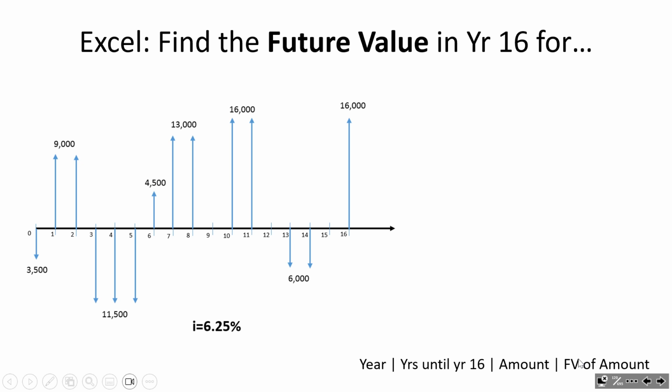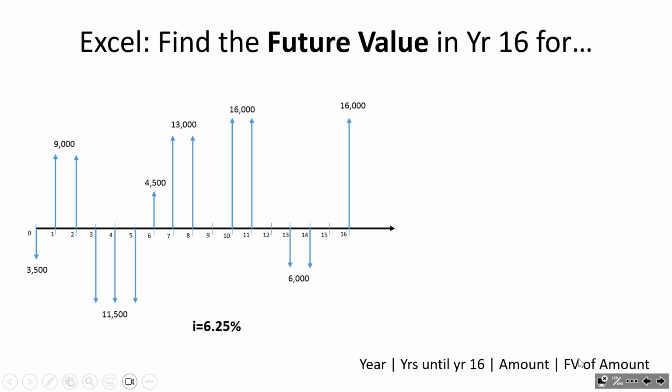Otherwise, when you drag the formula down, it's not going to work correctly. And then the other reminder is remember to put in the minus sign in the amount, because Excel always flops the sign. If you give it an inflow, it'll give you an outflow. So you need to manually account for that by putting the minus sign.